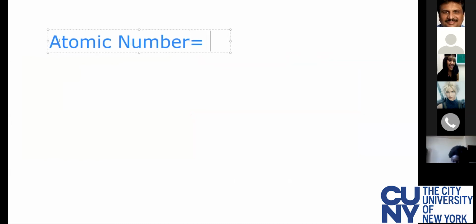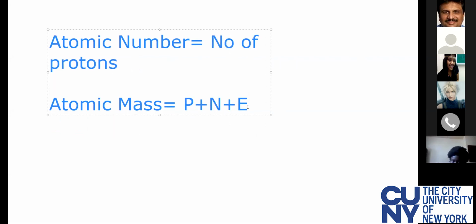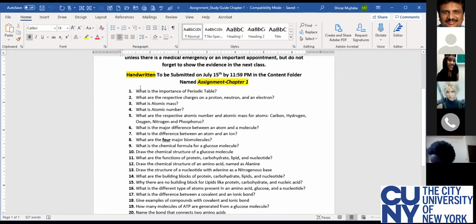So atomic number is equivalent to the number of protons, and atomic mass is equal to protons plus neutrons plus electrons. But the mass of an electron is very minimal. The maximum mass in an atom comes from protons and neutrons. So this took care of questions 1, 2, 3, 4.